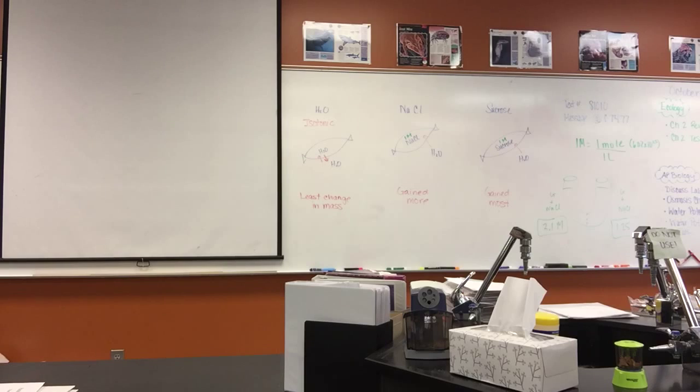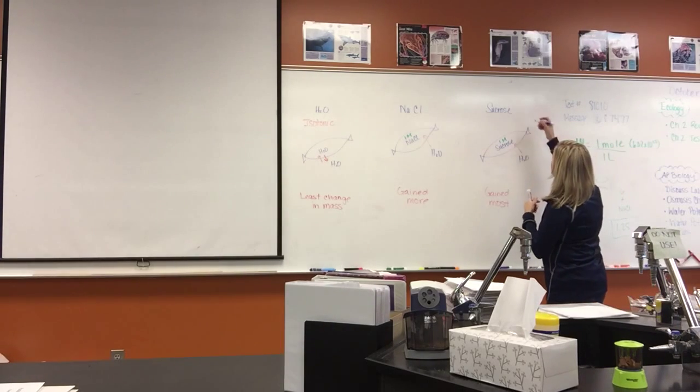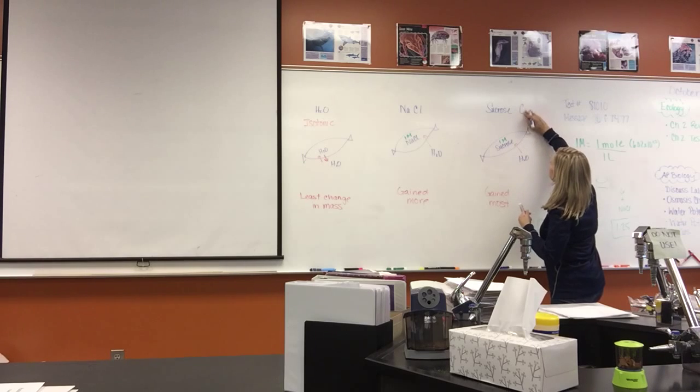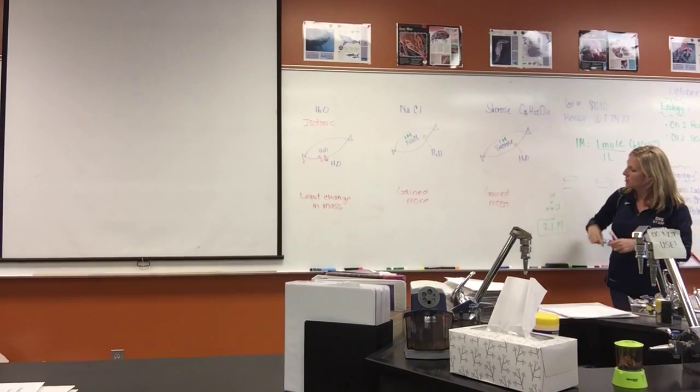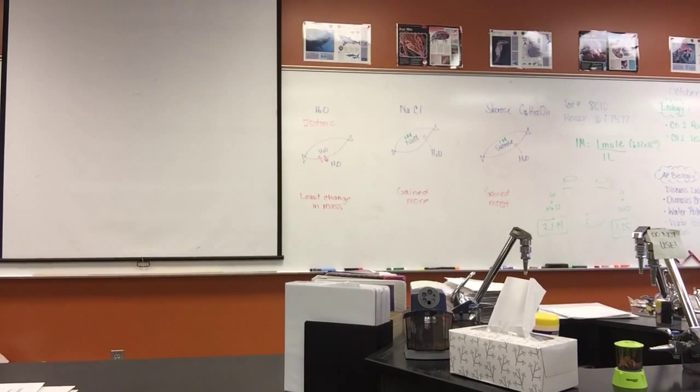That's what you should have gotten. Because NaCl has a bigger molecular mass? Actually, it's just the opposite. Sucrose has a bigger molecular mass. Sucrose is C12H22O11, and this is just NaCl. So this one actually has a bigger molecular mass. It's like 342 grams to like 50 something grams per liter for molar concentration.